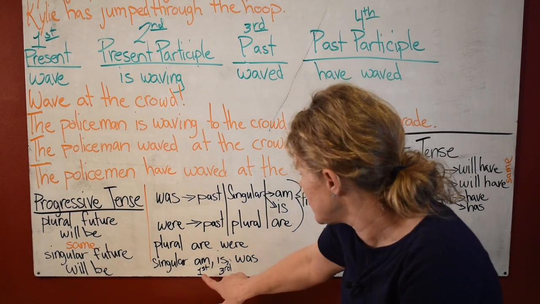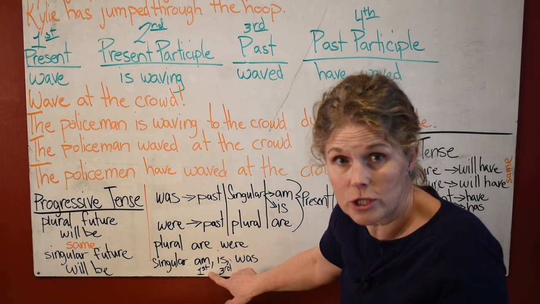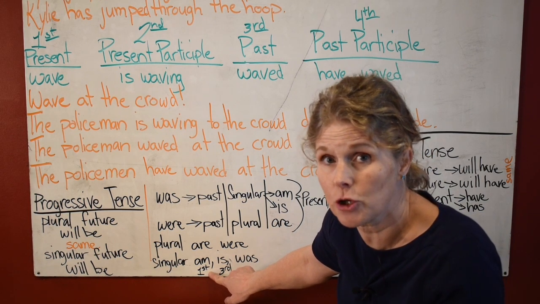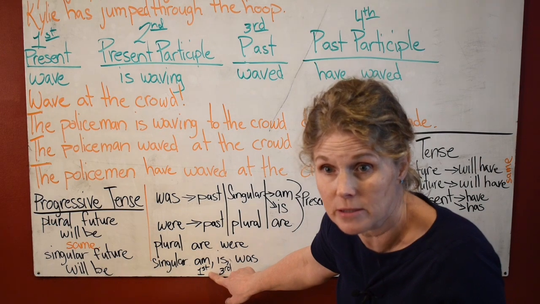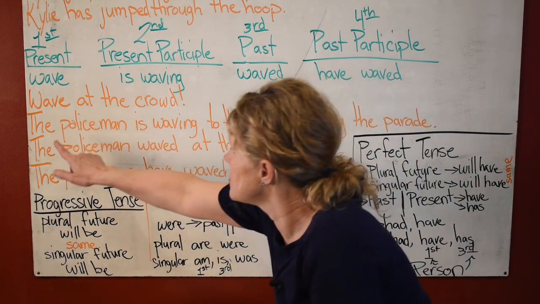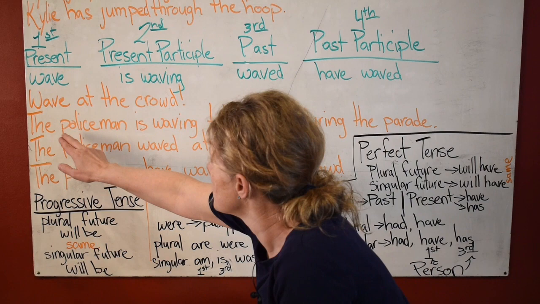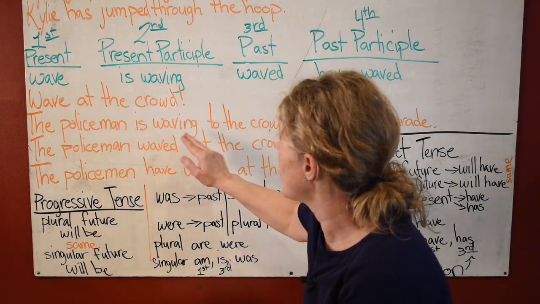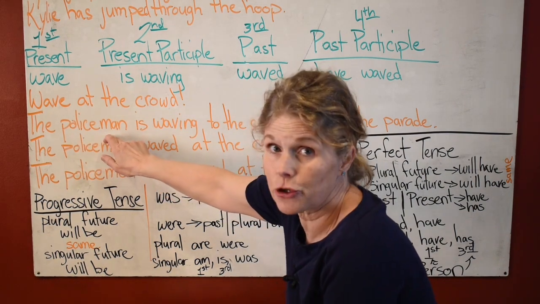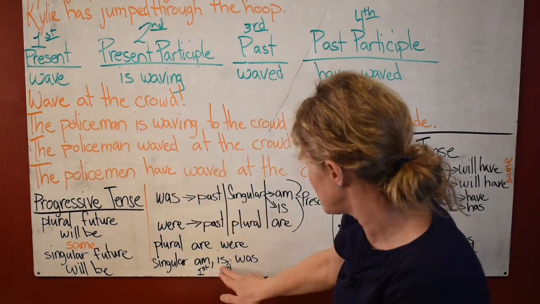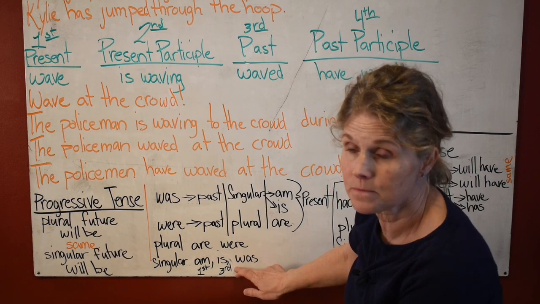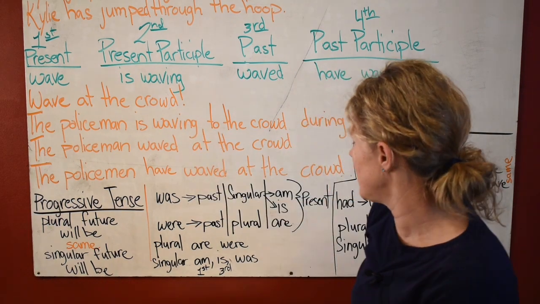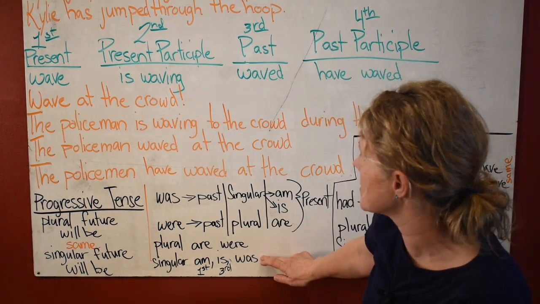But this is where it's confusing. Am can only be used with first person, and we went over all of our persons, and you need to review that. If you don't understand your persons, you're not going to get this correct. So this would have to be changed to I am waving. See, policeman is sitting in third person. That's why we're going to use the third person is. Okay? And then we can say the policeman was waving if we're going to change it to the past.